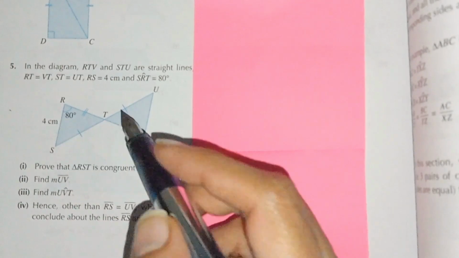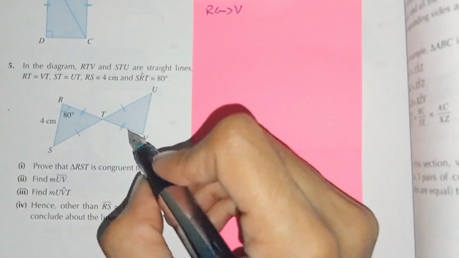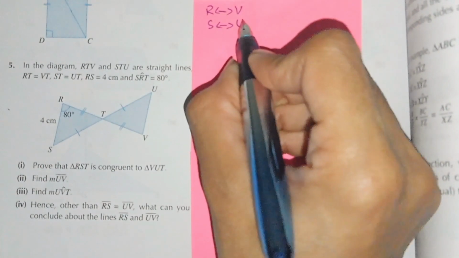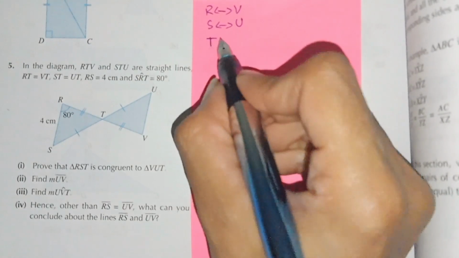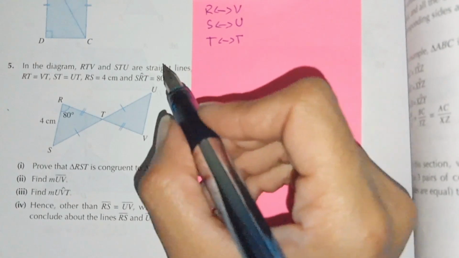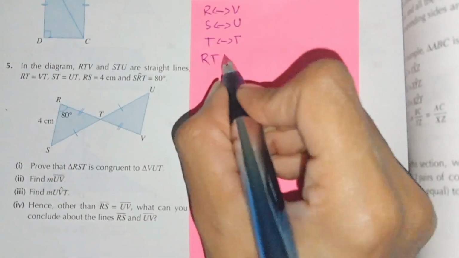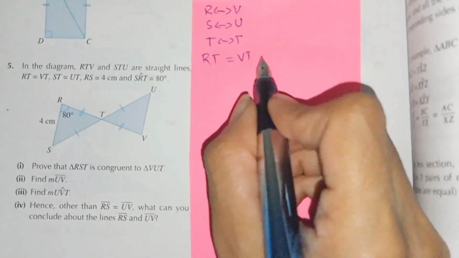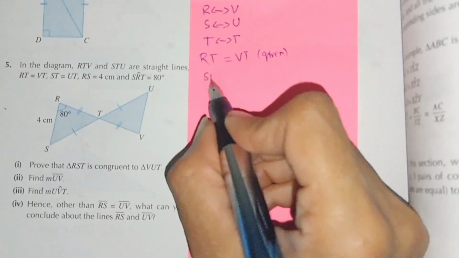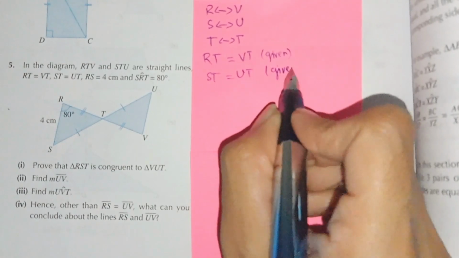And that's why R is equivalent to V, S is equivalent to U, and T is equivalent to T. RT is equal to VT, this is given, and ST is equal to UT, this is also given.